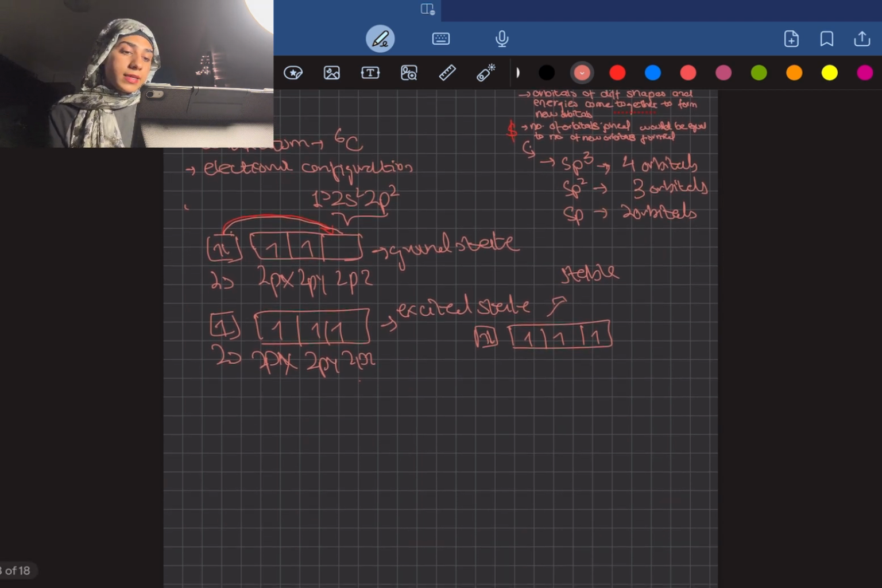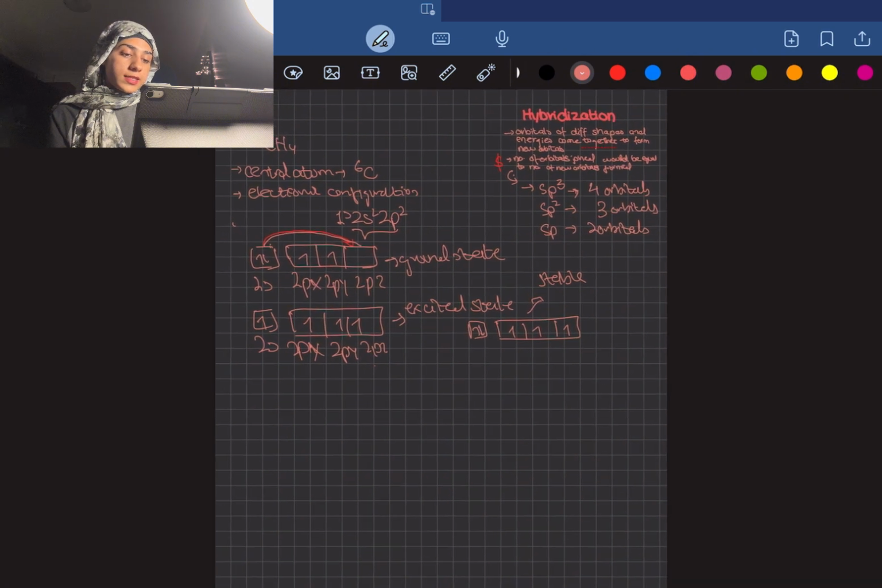Now I can make the shapes of it. So for 2s it would be a circle. The next are the p orbitals, and a p orbital is dumbbell shaped. And remember to put them into different axes because 2px, 2py, and 2pz are on different axes. So 1, 1, and 1. This shows the electron.